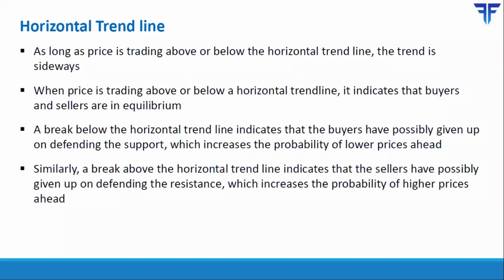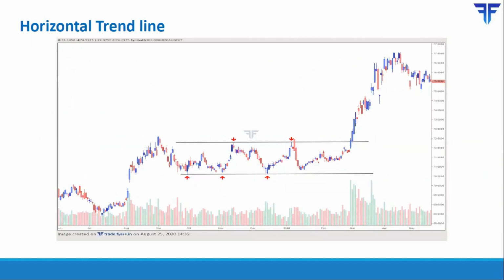In case the price breaks above the horizontal trend line, it tells you that bulls have probably taken control of the market, and going forward, we could see higher prices. Similarly, if the lower trend line is broken, it tells you that the bears have probably taken control of the market, and going forward, we should probably see lower prices. So let us look at a horizontal trend line.